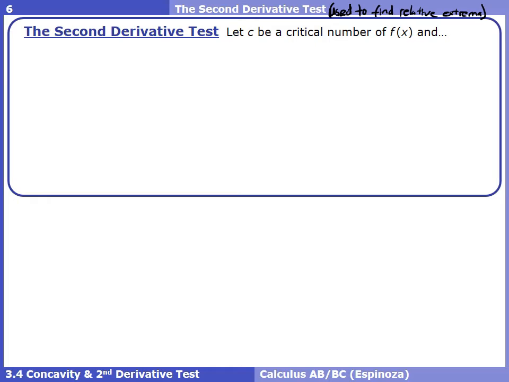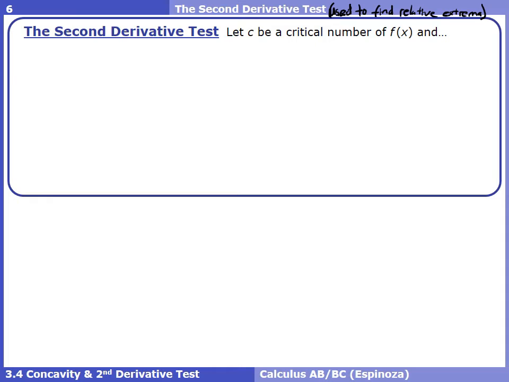In other words, this second derivative test is used only when we're trying to find relative maxes or mins. So you might be wondering, why would we want to do that when we already have our first derivative test from 3.3? Well, it might be useful to have a different method for finding relative extrema in certain problems. So that's why we need to take a look at the second derivative test. Okay, with that being said, now we can take a look at the details.